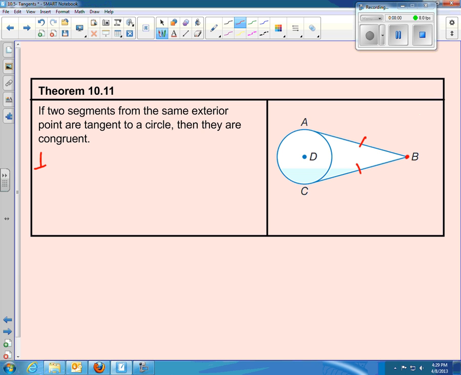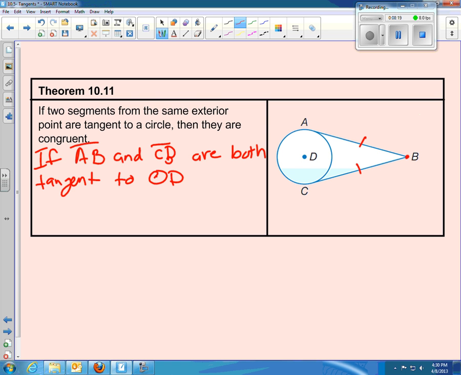So let's write this out in words. If AB and CD, not CD, CB, are both tangent to circle D, then our segment AB is congruent to segment CB.